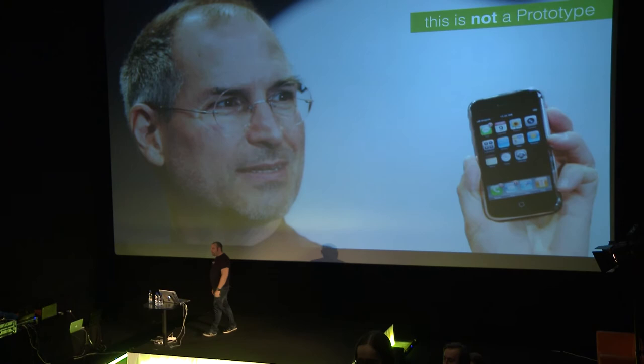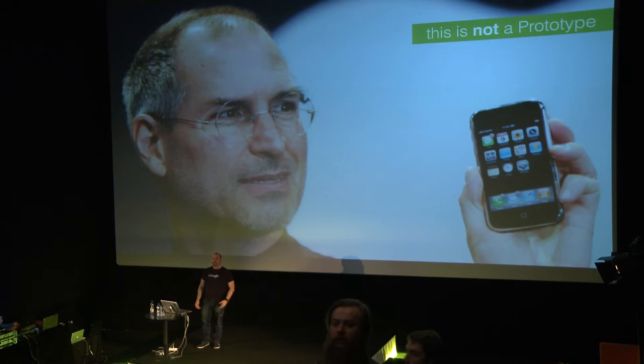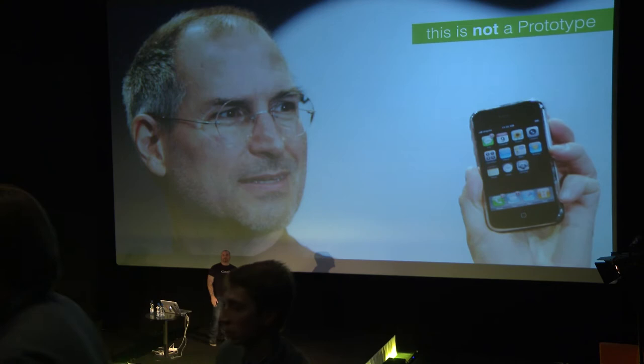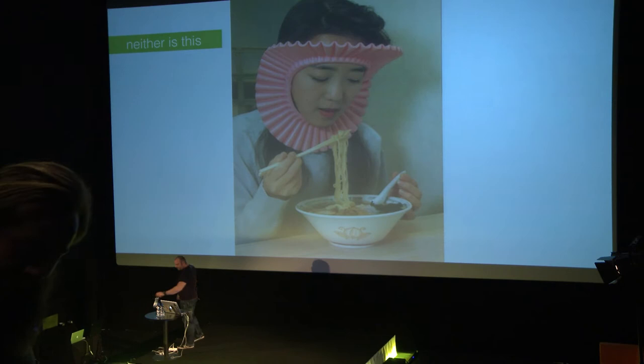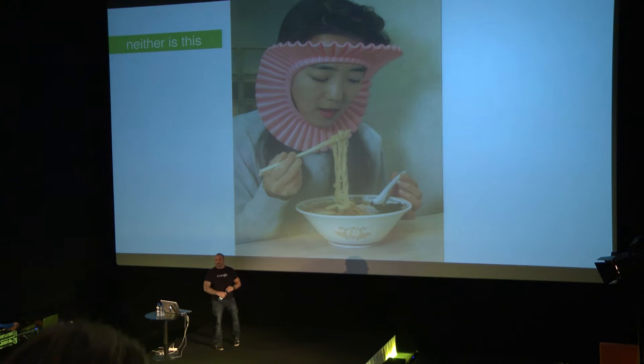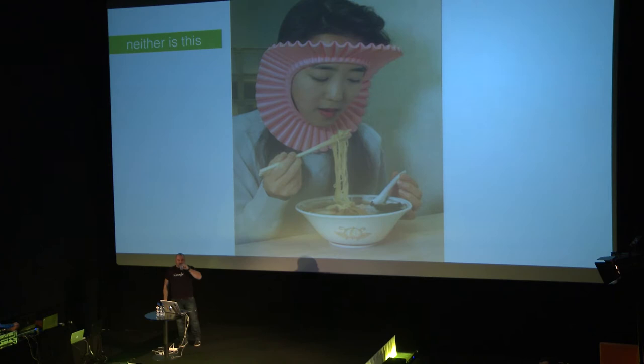And this one, well, I don't have to explain what this device is. And let's face it, it was a breakthrough in the mobile world. Actually, it was a good phone. But when it came out, it was already mass produced. We just needed to buy one, and that's it. So again, it wasn't a prototype. And this. Actually, you can buy this. It's $5, and you can protect your face when you're eating noodles. How handy is that? But it isn't a prototype. Actually, it's almost a prototype, but it isn't.